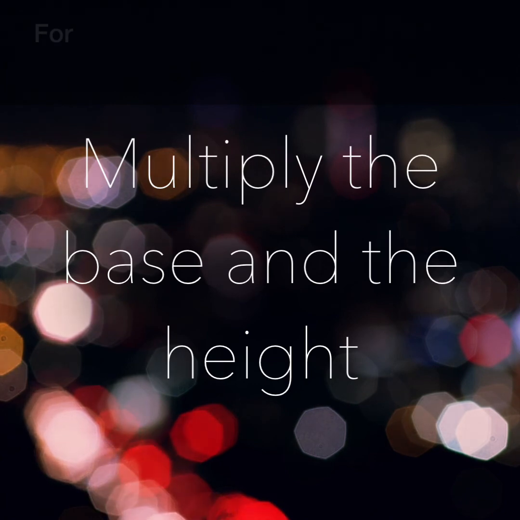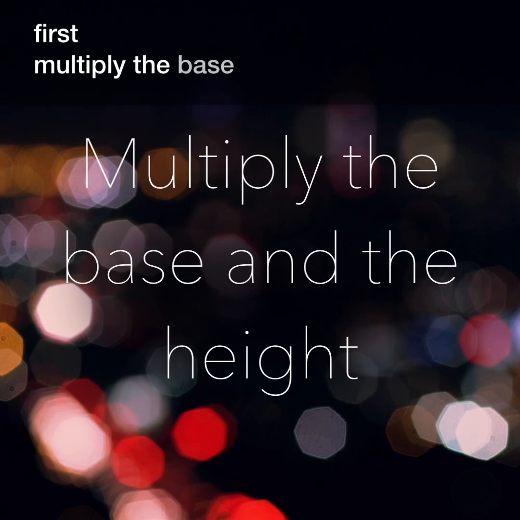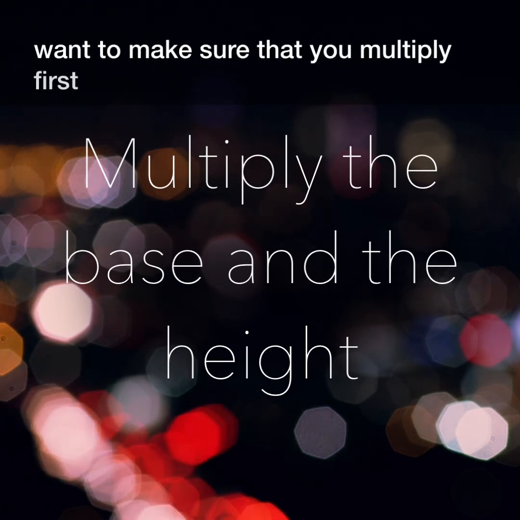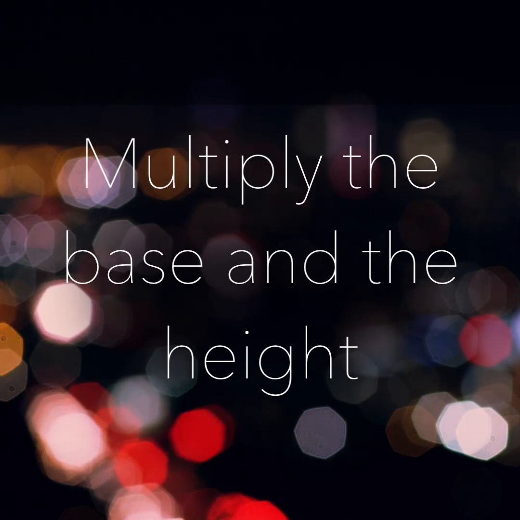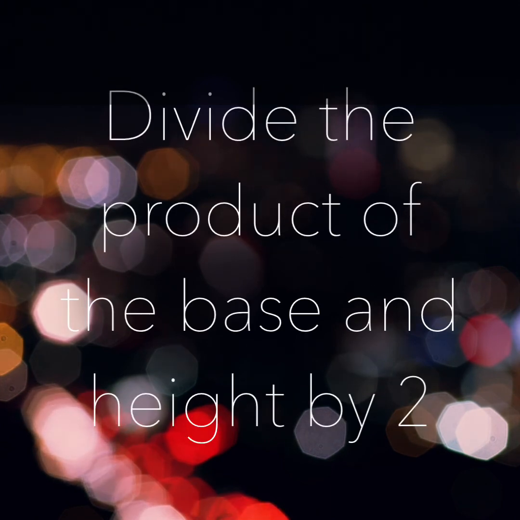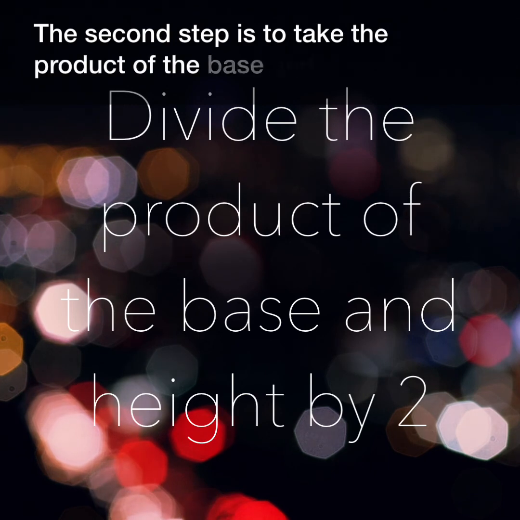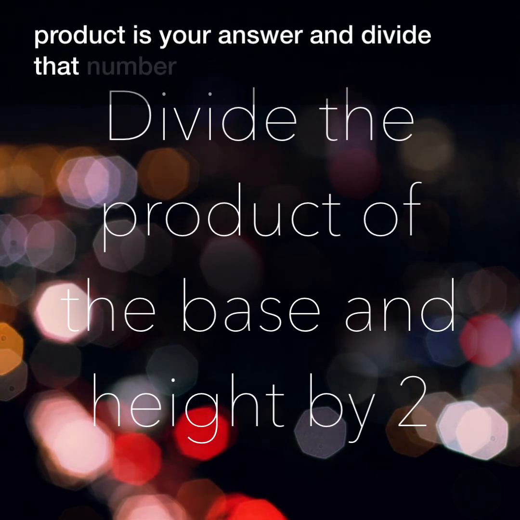For your operations, first multiply the base times the height. You want to make sure that you multiply first the base times the height. Do not confuse this with trapezoids, where you need to find half of the height. This is not the case. You need to multiply the base times the height first, please. The second step is to take the product of the base and the height, your product is your answer, and divide that number by 2.